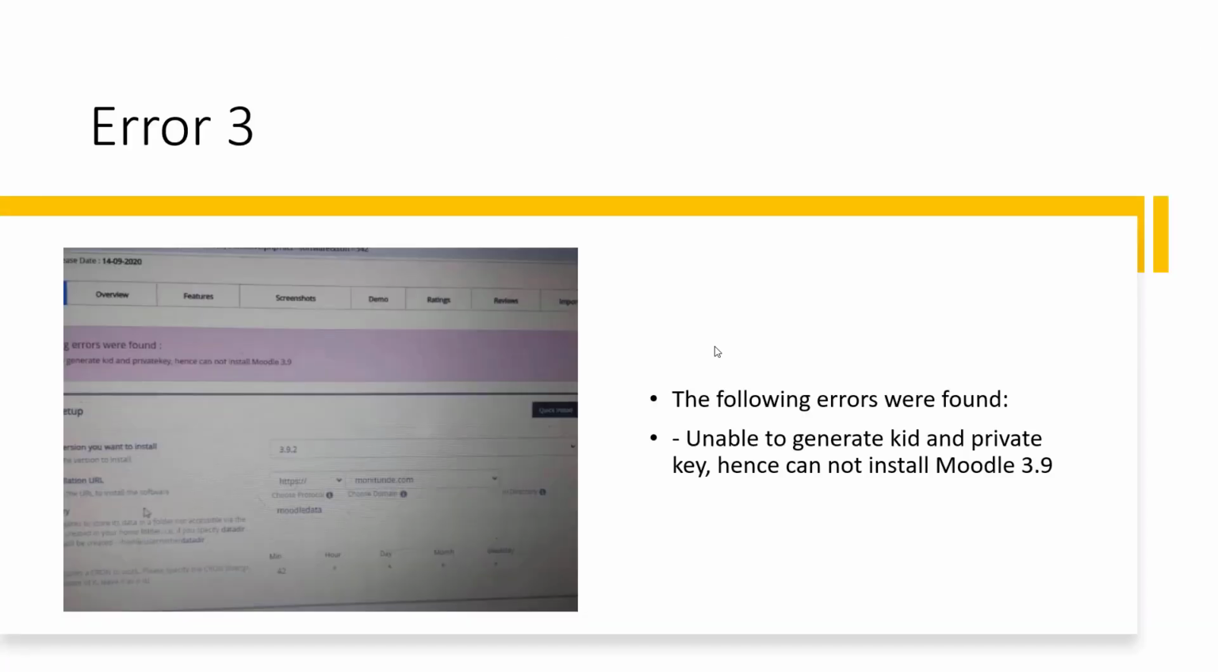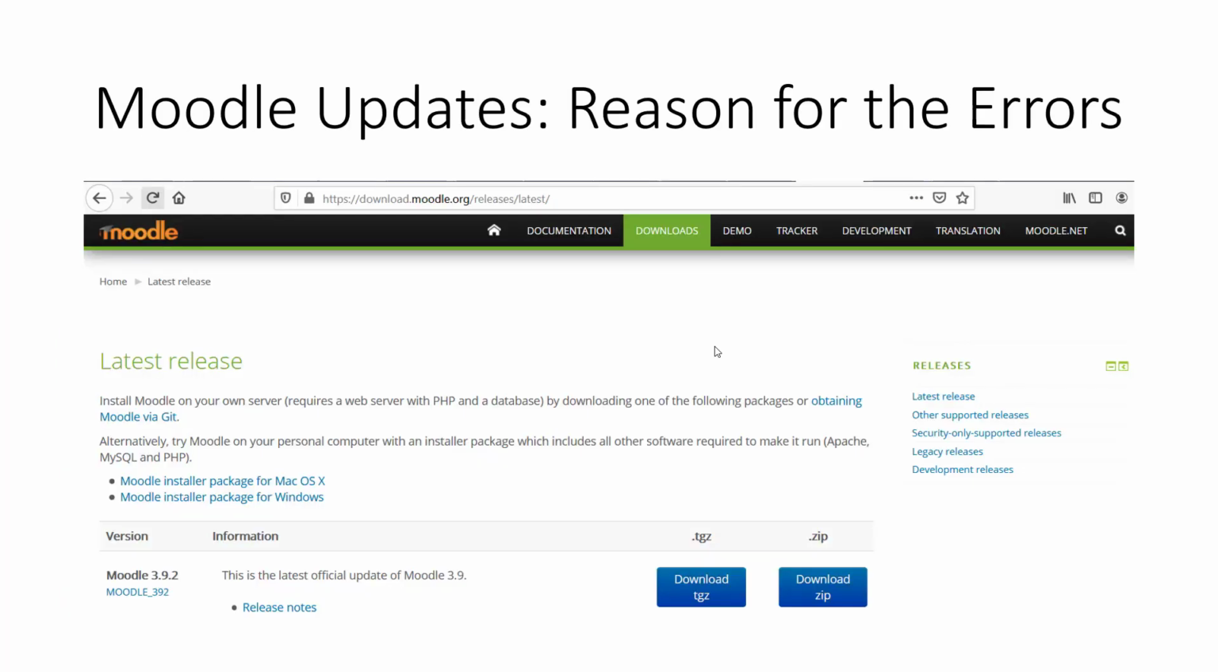The third error that some have also reported is this one that says unable to generate keyed and private key, hence cannot install Moodle 3.9. So broadly speaking, these are the three main errors that have occurred in the last few days. And why do we actually have these errors? The errors are because Moodle has a recent update, and that update requires a newer version of the PHP software.